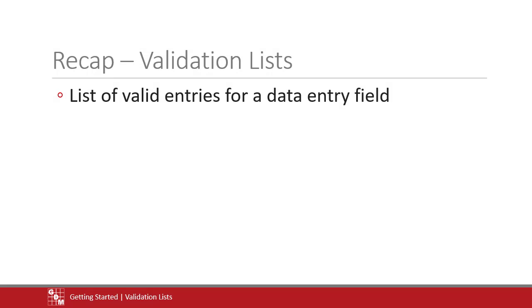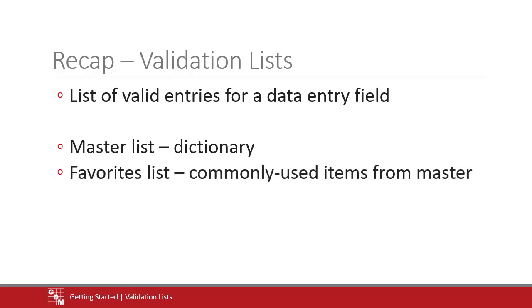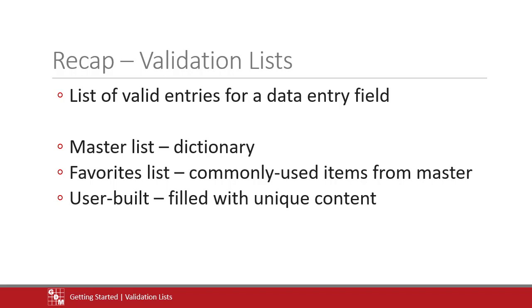To review, a validation list is the set of valid entries for a data entry field. There are three main types of lists you will see in ARM. Master lists are dictionaries of standard values. A favorites list is a chosen subset of items from a master list. And a user-built list is populated by each ARM user with their specific research details.